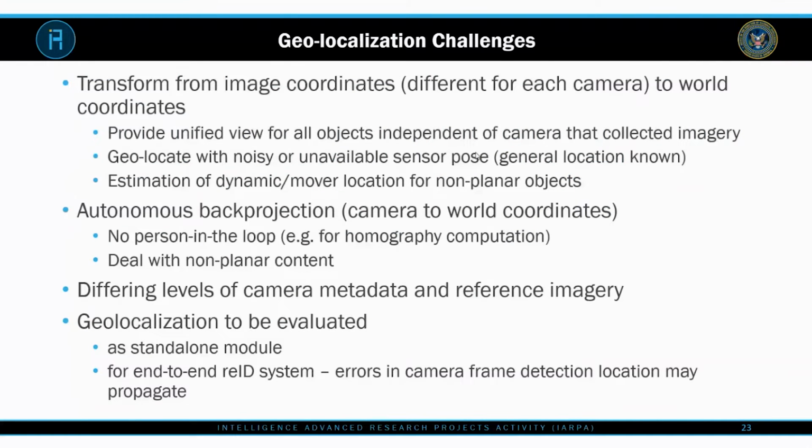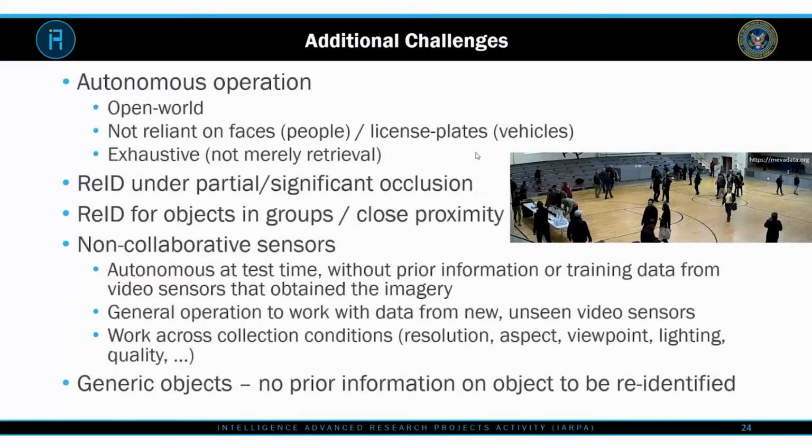Different levels of camera metadata and reference imagery may be available. The geolocalization will be evaluated both as a standalone module and also for the end-to-end re-ID system, where any errors in the camera frame detection location from TA1 may propagate. Some additional challenges: we are looking for autonomous operation in the open world that's not reliant on any faces or license plates. We're looking for exhaustive re-ID, not merely retrieval.